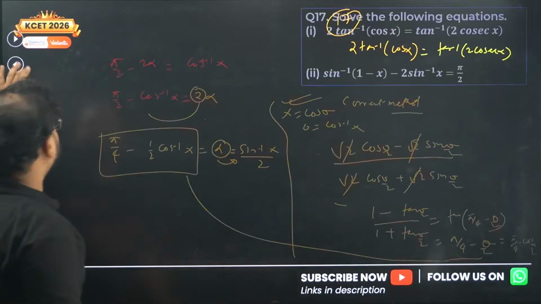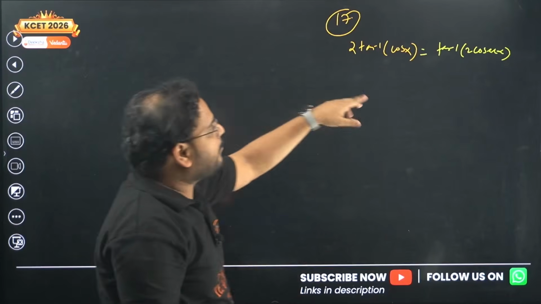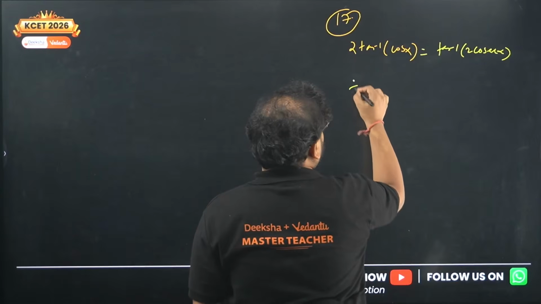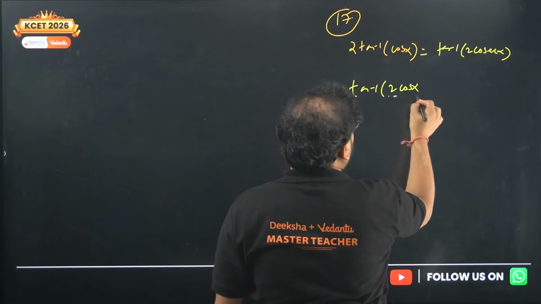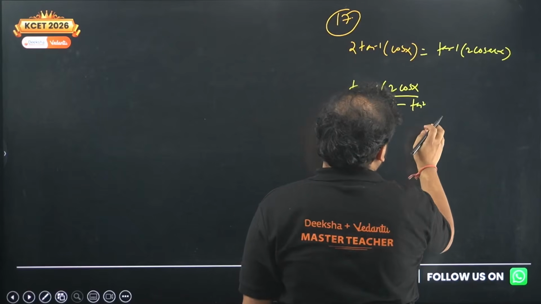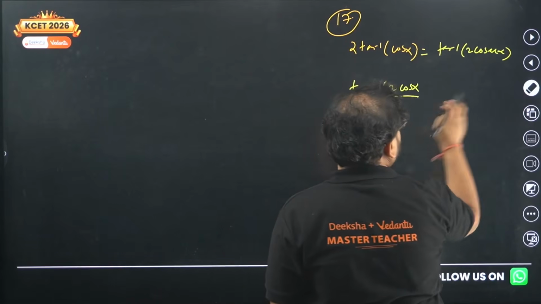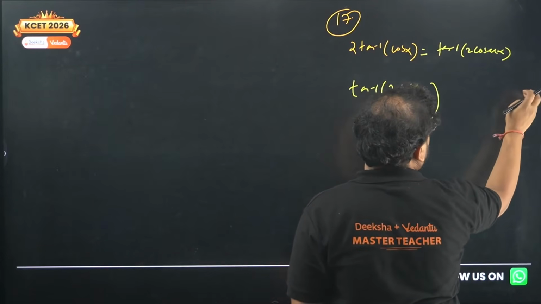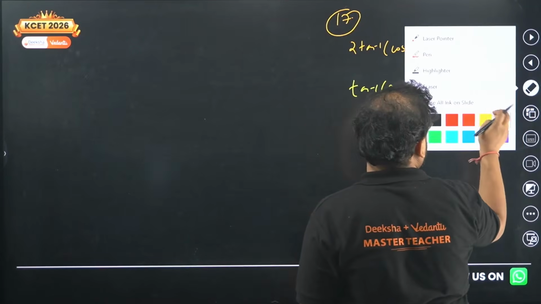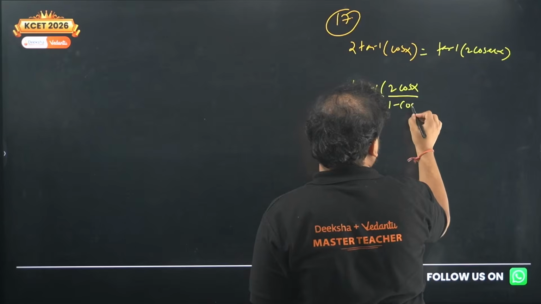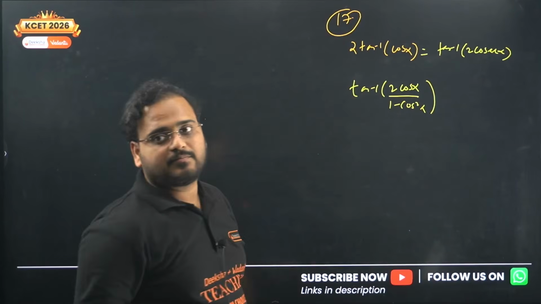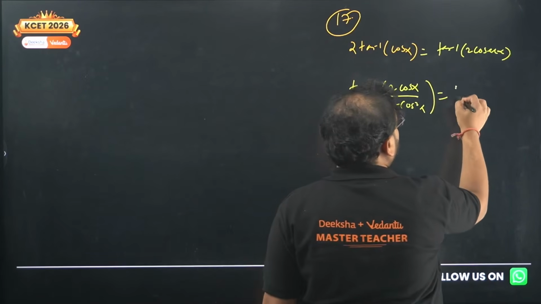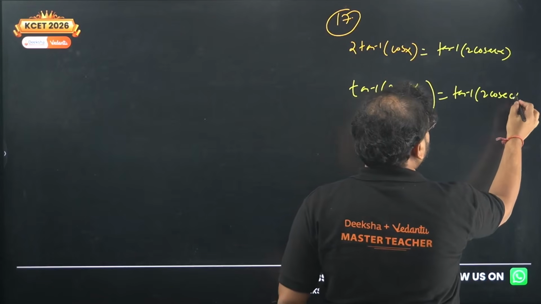Okay, we have to solve this only, right? So the problem over here is that we are having 2 tan inverse. Otherwise we can cancel, right? The formula of this is there, no? 2 tan inverse of cos x is tan inverse of 2 cos x upon 1 minus cos square x. That's the formula. Please, you have to remember the formulas. This is nothing but, here also, tan inverse of 2 cosec x.